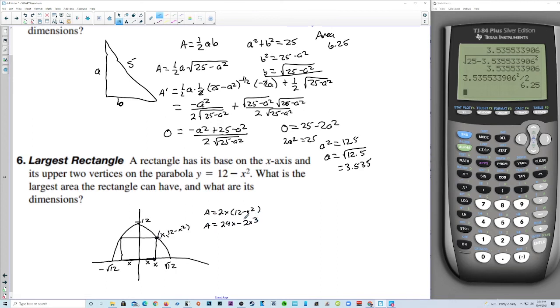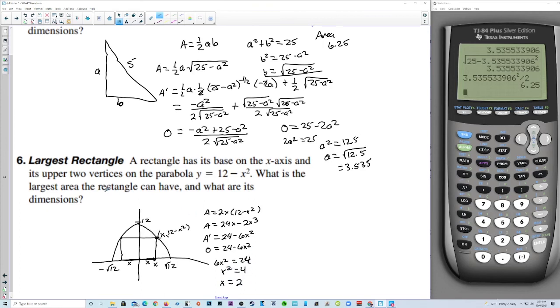And we're going to take the derivative. So A prime is equal to 24 minus 6x squared. We're going to set that equal to 0. Add over 6x squared. That's equal to 24. X squared is equal to 4, so x is equal to 2.